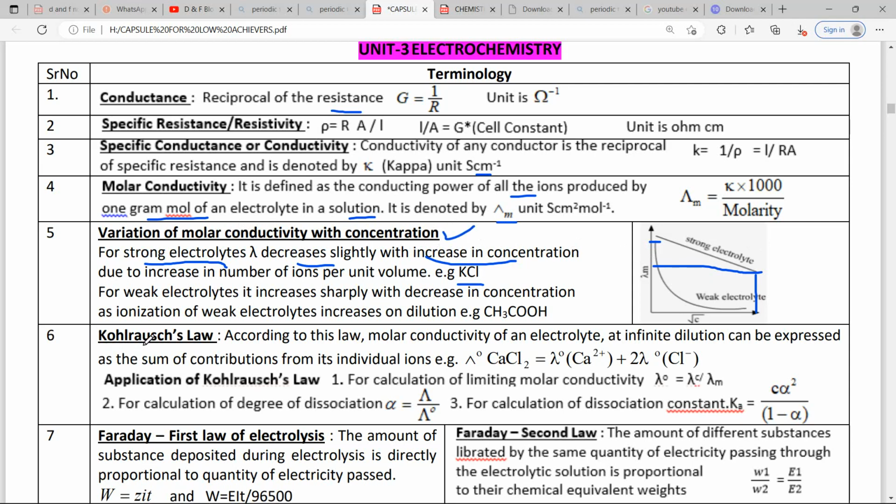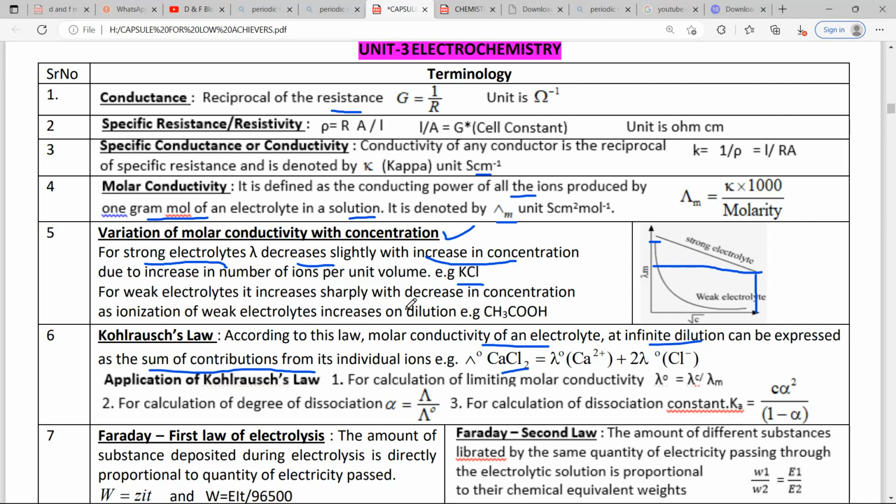Next, Kohlrausch law. Kohlrausch law states that the molar conductivity of an electrolyte at infinite dilution is equal to the sum of the molar conductivities of its individual ions. Let us have an example. The molar conductivity of CaCl2 is equal to the molar conductivity of Ca2 plus and Cl minus. In your book, it has been given as NaCl. The molar conductivity of NaCl is equal to the conductivity of Na plus and the conductivity of Cl minus. This is where we are applying the Kohlrausch law.